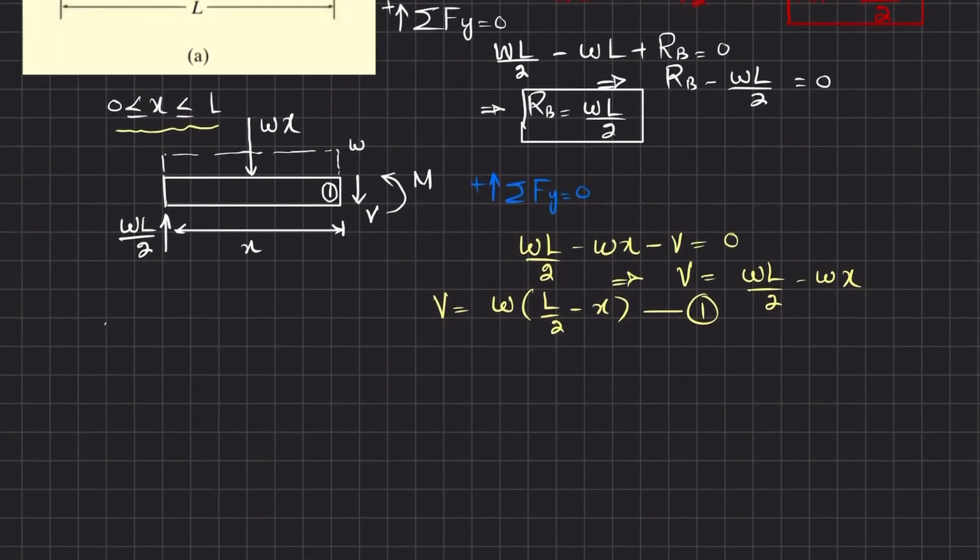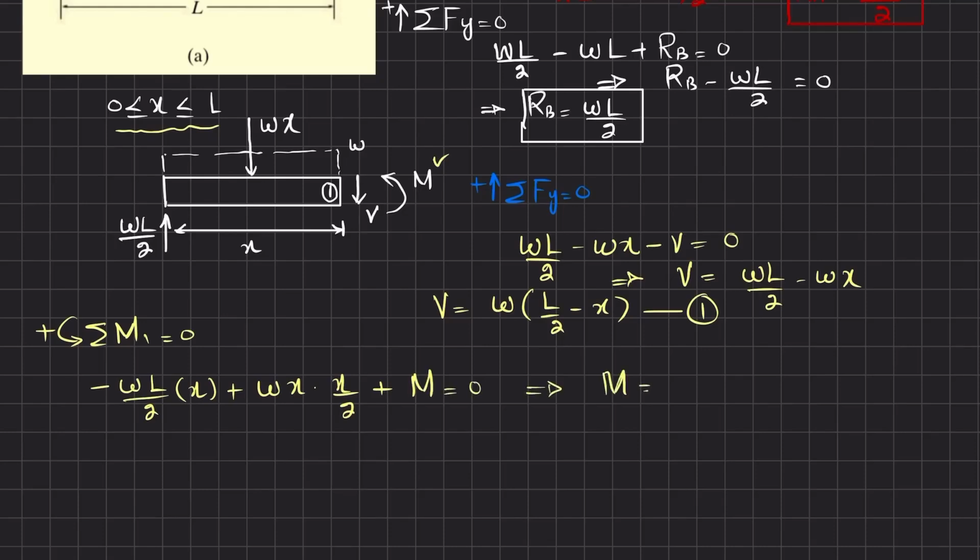Now we'll find the moment. The sum of all moments about 0.1 is equal to 0, taking the counterclockwise moment as positive. The first moment is due to WL over 2 and the perpendicular distance is X, and it is producing clockwise moment about this point 0.1. So I will write minus W into L over 2 into X. The second moment is due to this W into X, acting at a distance of X by 2, and it is producing counterclockwise moment, so it will be positive. So plus W into X into X by 2, and there is an external moment, and their sum must be equal to 0.